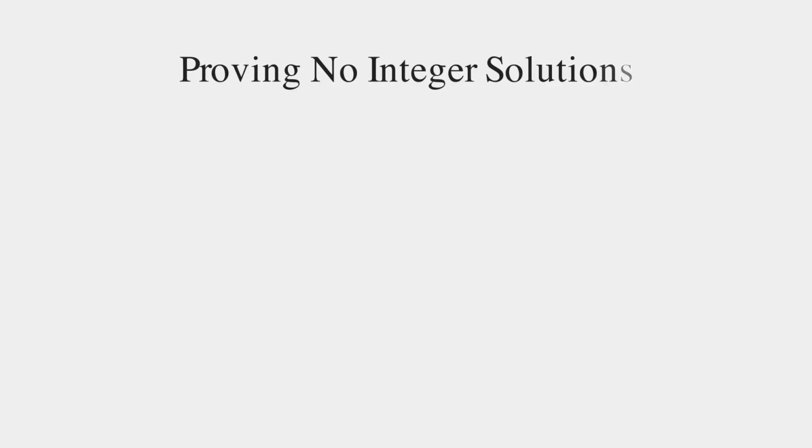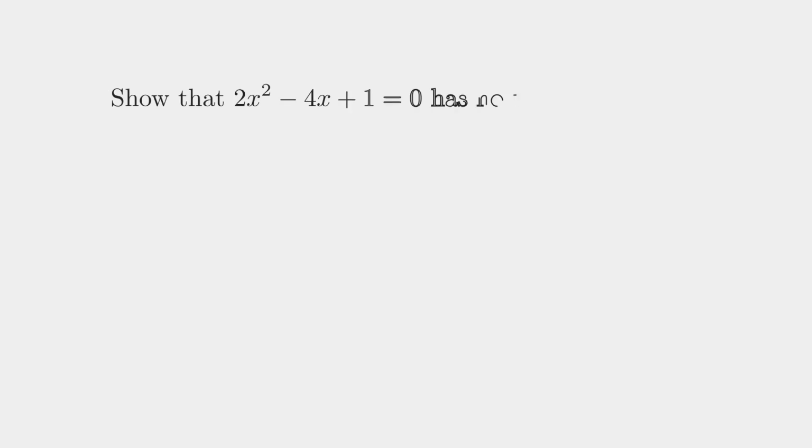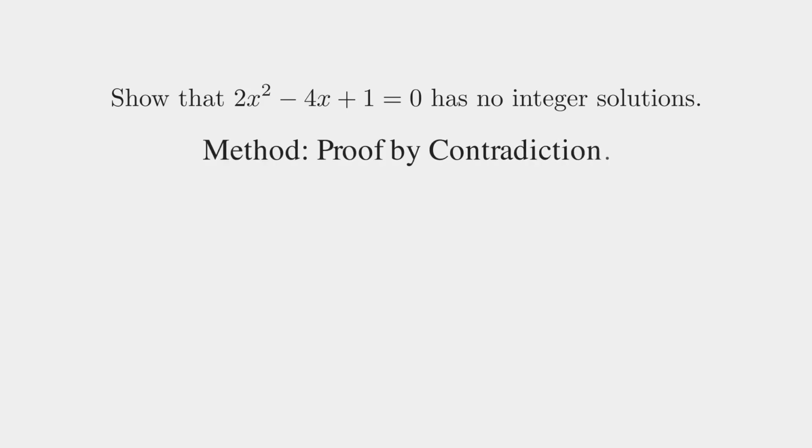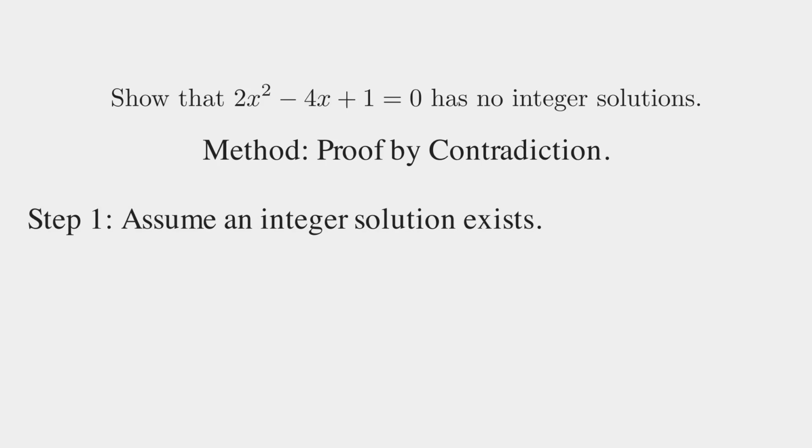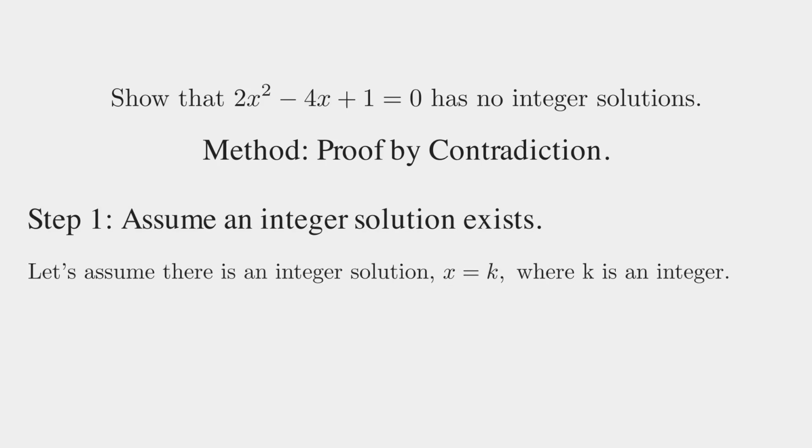In our third example, we want to show that the equation 2x squared minus 4x plus 1 equal to 0 has no integer solutions. We'll prove this by contradiction. Let's assume that there is an integer solution. Let's call this integer solution k. If k is a solution, it must satisfy the equation. So 2k squared minus 4k plus 1 must be equal to 0.